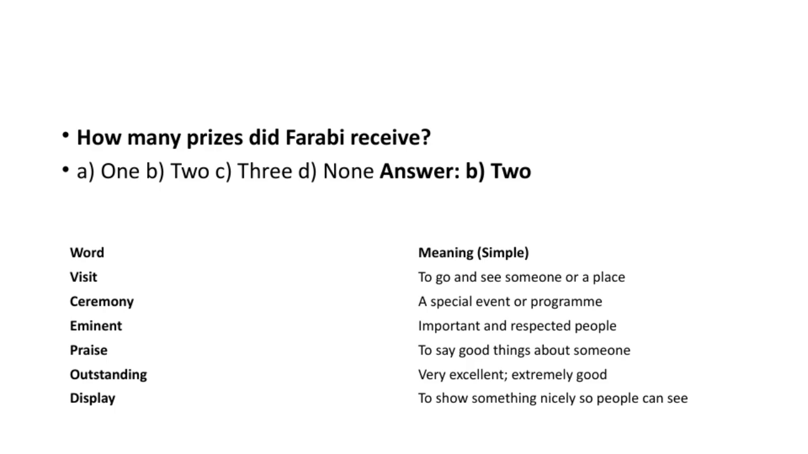Then we have eminent, which describes important and respected people in their field, often recognized for their contributions. Moving on, praise means to say good things about someone, highlighting their good qualities or accomplishments. Outstanding is a word we use to describe something that is very excellent or extremely good, truly exceptional. Another key word is display, which means to show something nicely so that people can see it clearly. This is often used when showcasing awards, achievements, or work.